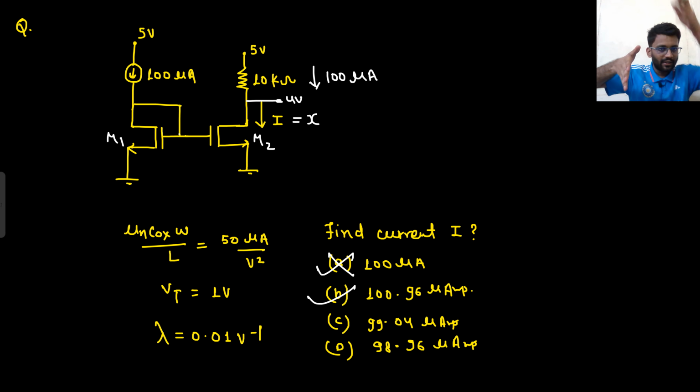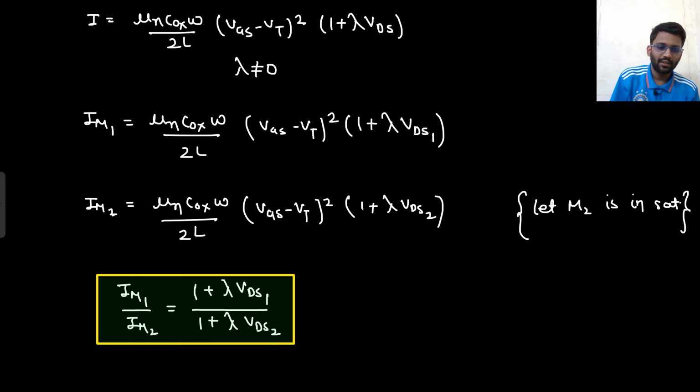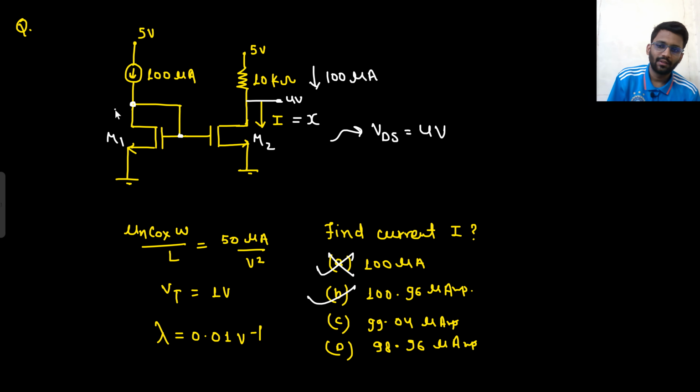So if 100 microampere current here, 100 microampere current here. If I assume that 100 microampere is copied, then what will be the VDS value here? That would be 4 volt. And what about this? When I found the VDS value for this one, this was found to be 3 volt. So VDS for this was 3 volt.